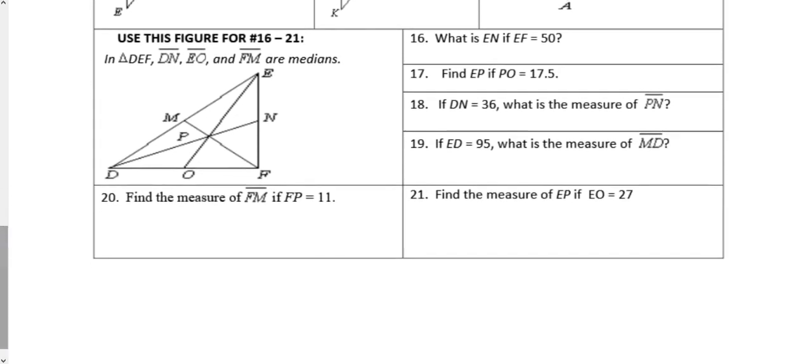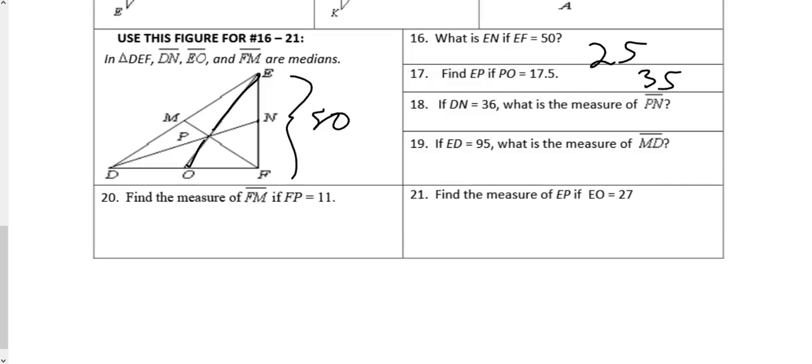Okay, use this figure for 16 through 21. So in DEF, DN, EO, and FM are all medians. So if EF is 50, what is EN? Well, median means this is a midpoint, so EN is 25. EP of PO is 17.5. Well, PO is the short piece. EP is double that, so that's 35.